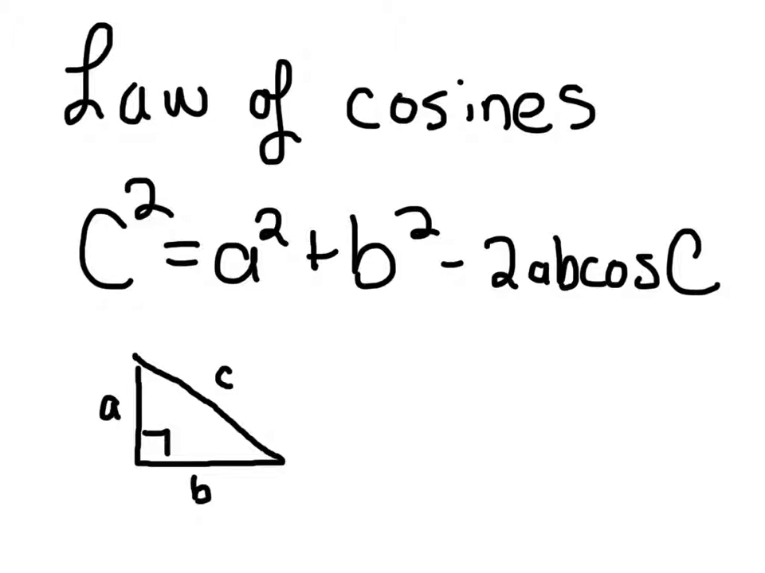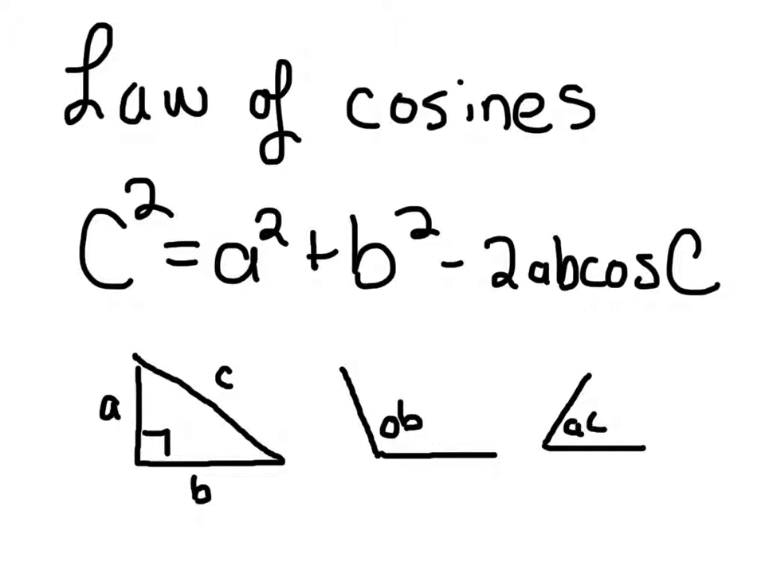So what the law of cosines does is extend that and allows you to figure out, well, what about when the angle is obtuse? Or what about when the angle is acute? How do we find it?